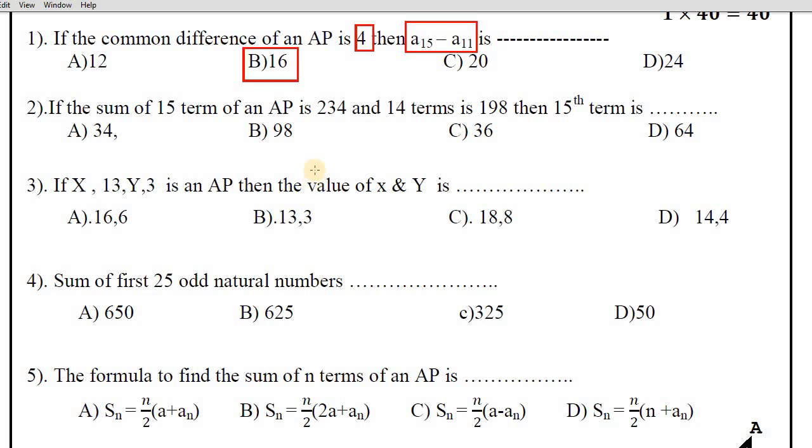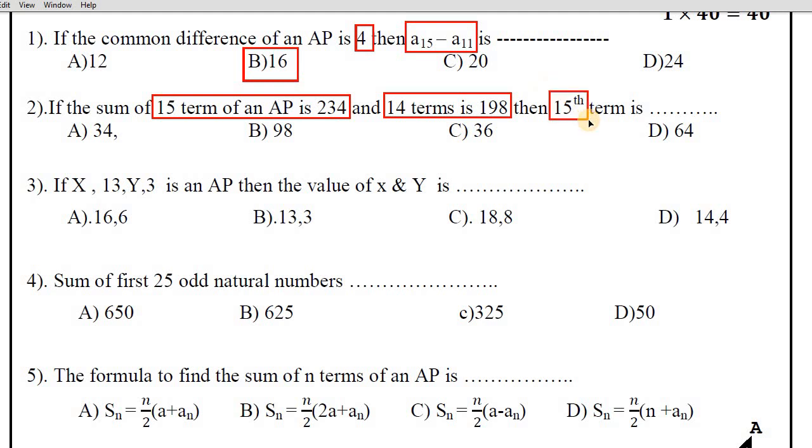Let's see the question number 2. If the sum of 15 terms of AP is 234, so 15 terms sum is given 234 and 14 terms sum is 198. Understand properly, children. 15 terms sum 234, 14 terms sum 198. We need to find the 15th term.